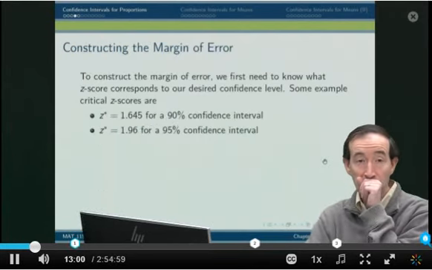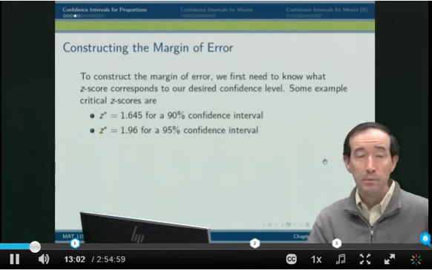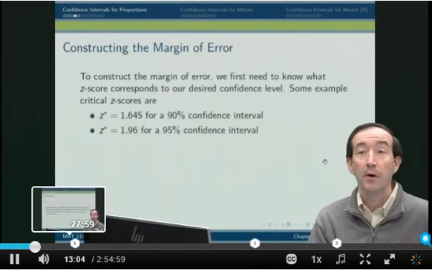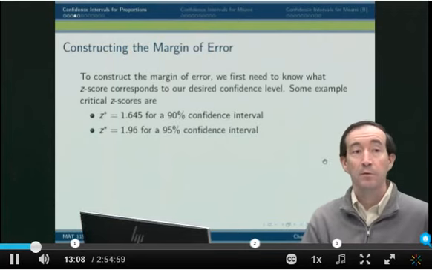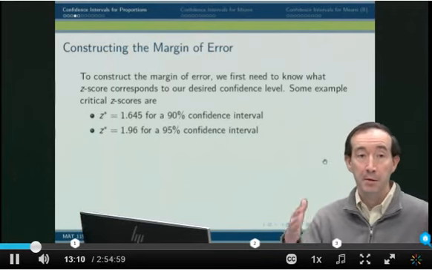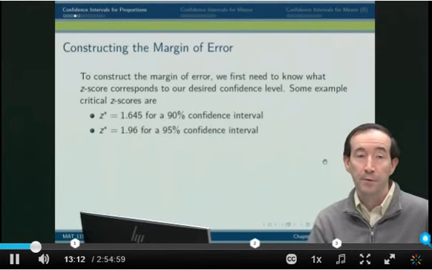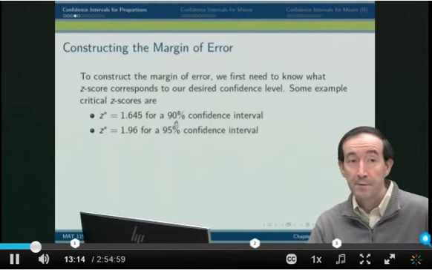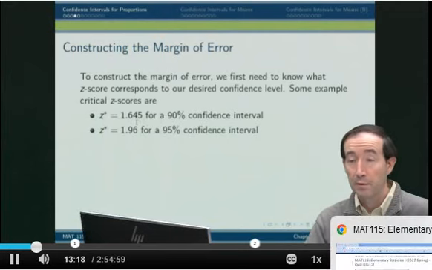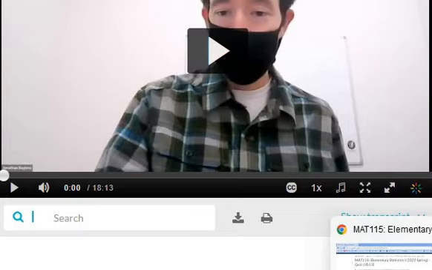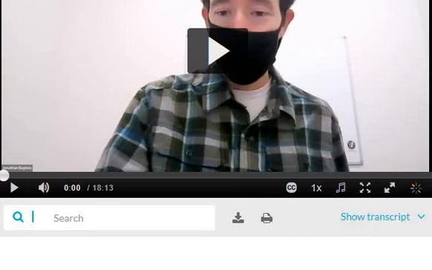We have to find a critical value, which tells us how many standard errors to the left or to the right we need to go to collect the middle, whatever percent we're looking for. And it's different for different confidence intervals. For a 90% confidence interval, I use Z star as 1.645. For a 95% confidence interval, I use 1.96.